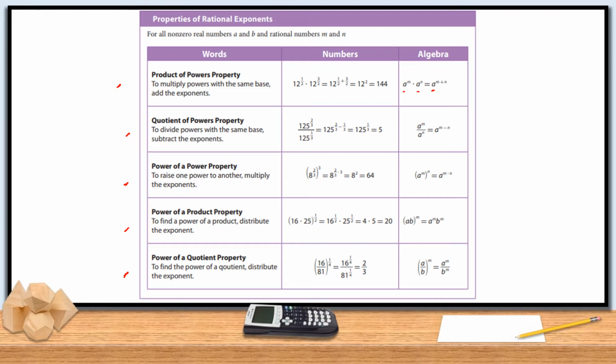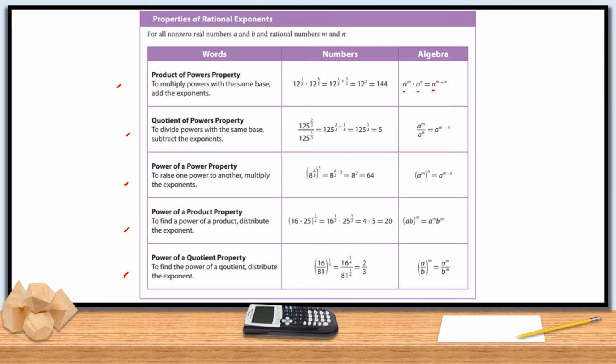The power of a power property is kind of that example I was talking about. If you have a to the power of m, in parentheses, to the power of n, so it's a to the power of m all to the power of n, I wish they'd used different letters here. You multiply those exponents, so it'll be a to the power of m times n.